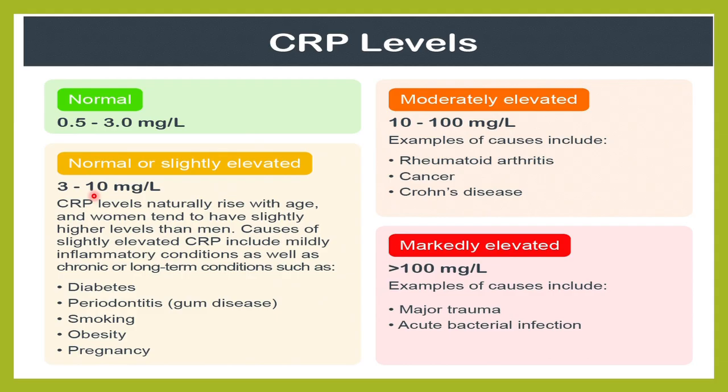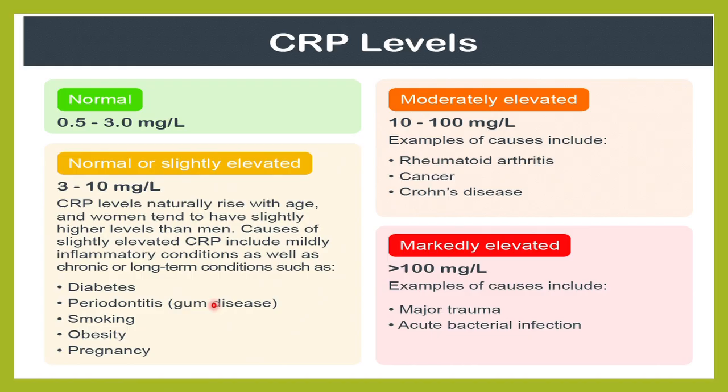These are all low grade inflammatory conditions. So in a diabetic, he can have slightly elevated CRP, up to 10 milligram per liter of CRP. In pregnancy, up to 10 milligram per liter is fine. So this is slightly elevated, but up to 10 milligram per liter is fine.